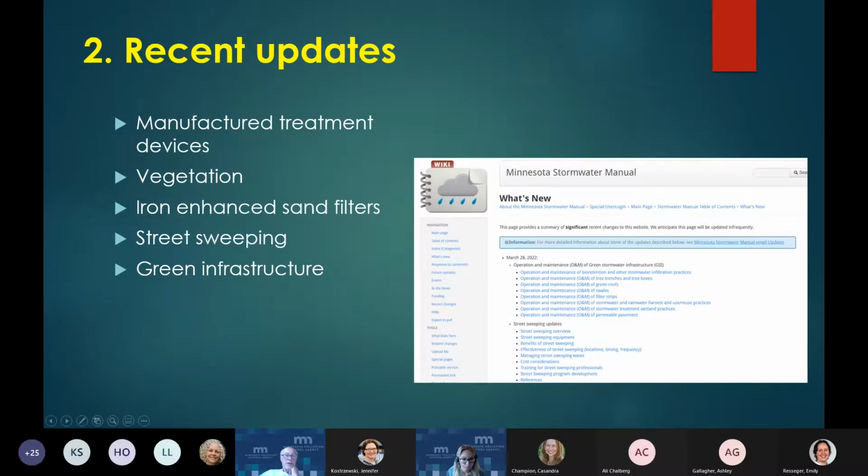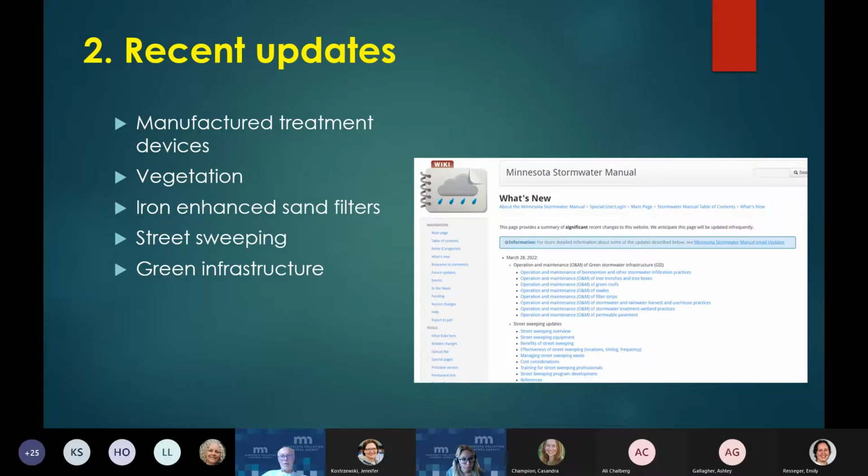We're always updating the manual because we have in-house resources to do that, as well as some money to work with through our master contract to contract out some items. I'm going to talk about 5 recent updates. Carly's actually going to talk about the 5th one, green infrastructure. That's a really important topic, and she'll spend a little bit of time on that.